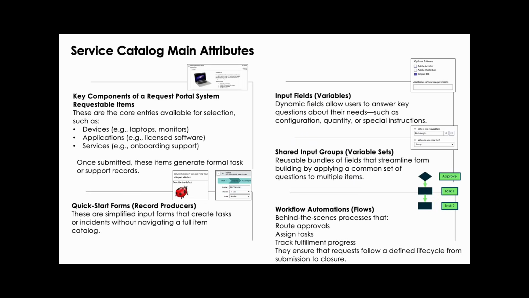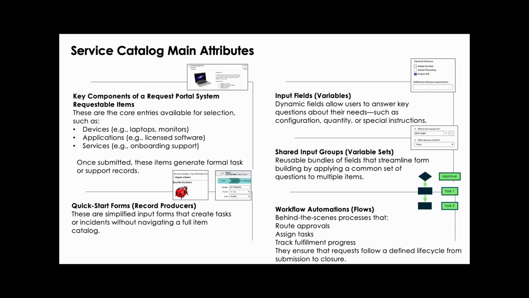What we have showcased so far is that we have created an item, right? And we also created different variables that allow different information, and you could also create them into sets. But if you need more flexibility on the forms, then you will need to create a record producer. And the flows that we have showcased are what you've seen so far.